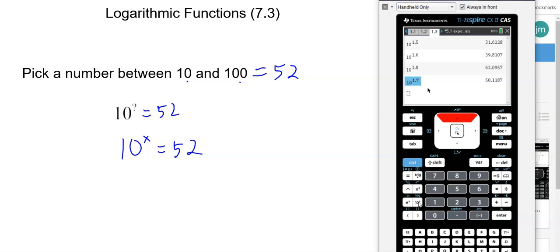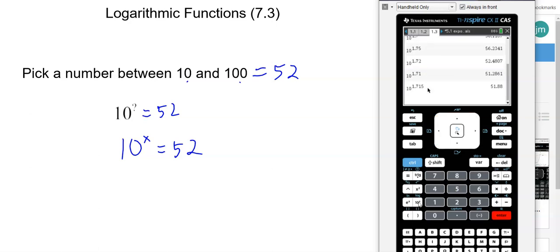So it's between 1.7 and 1.8. Okay, so let's try a number between those two. I'm going to go to another decimal. Let's try 1.75. That's too high. How about 1.72? That's still too high. So it's between 1.70 and 1.72. Let's try 1.71. 51, so it's between 1.71 and 1.72, so it's 1.715.